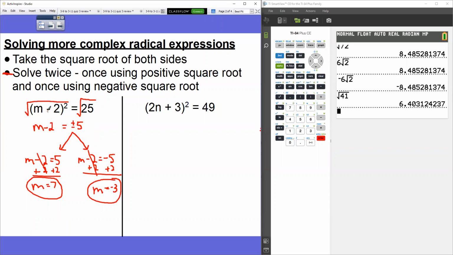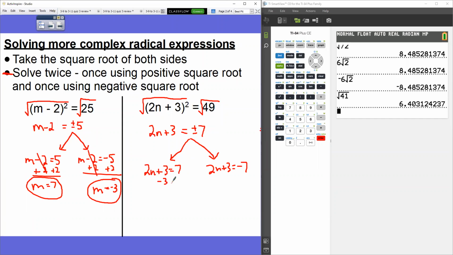Now, in the last one, we had a one-step equation because it was just m minus 2. This time, notice what we have in parentheses is sort of like the beginning of a two-step equation. So the first step is to get rid of that squared by taking the square root of both sides. So all that we have here is 2n plus 3 equals, now the square root of 49 is 7, so it's plus or minus 7. Now that we got down to this part, we need to separate it into two separate problems. We're going to have 2n plus 3 equals 7, and 2n plus 3 equals negative 7. It's two separate problems because of the plus or minus here.